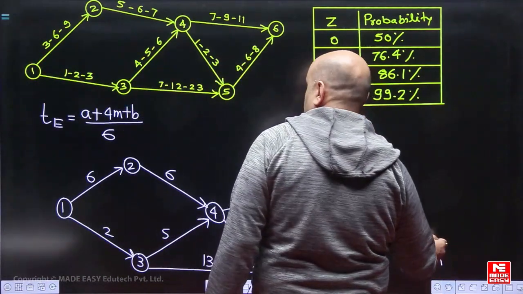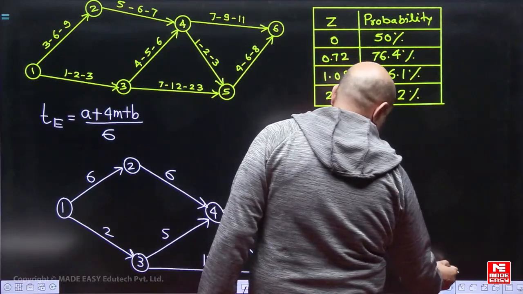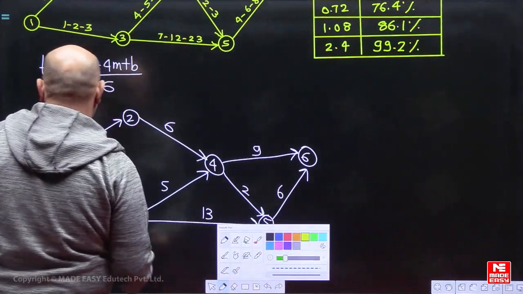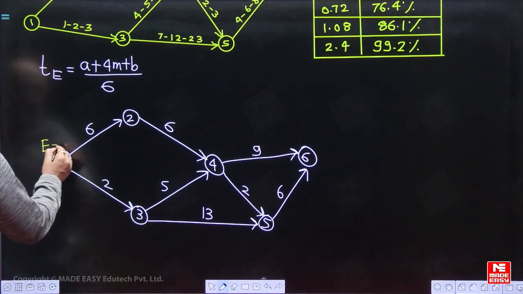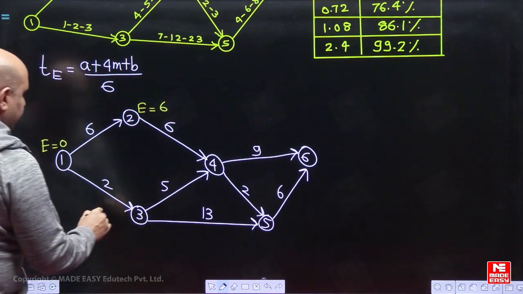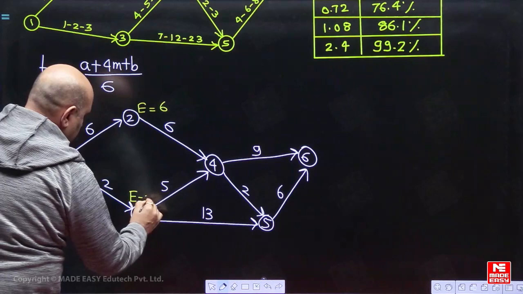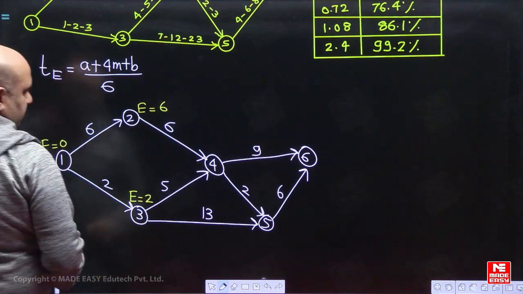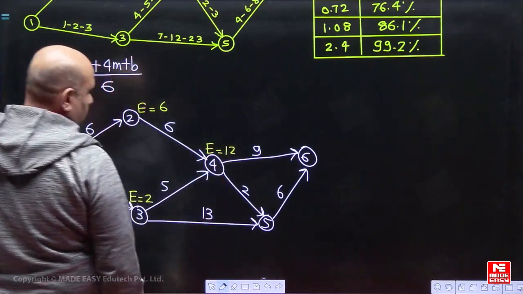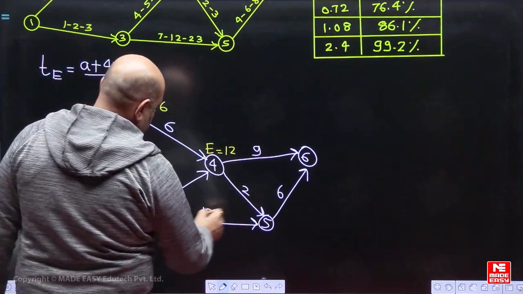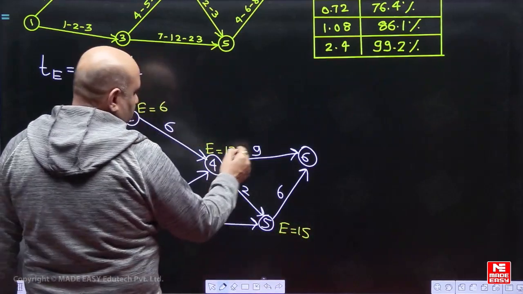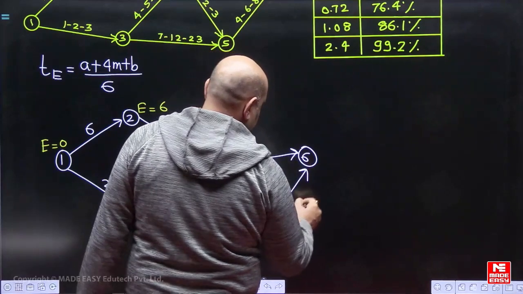Now we'll find out the project duration. Forward pass, maximum value 6 plus 6 is 12. For event 5, 12 plus 2 is 14 and 13 plus 2 is 15, the maximum is 15. Then 12 plus 9 is 21, 15 plus 6 is 21.